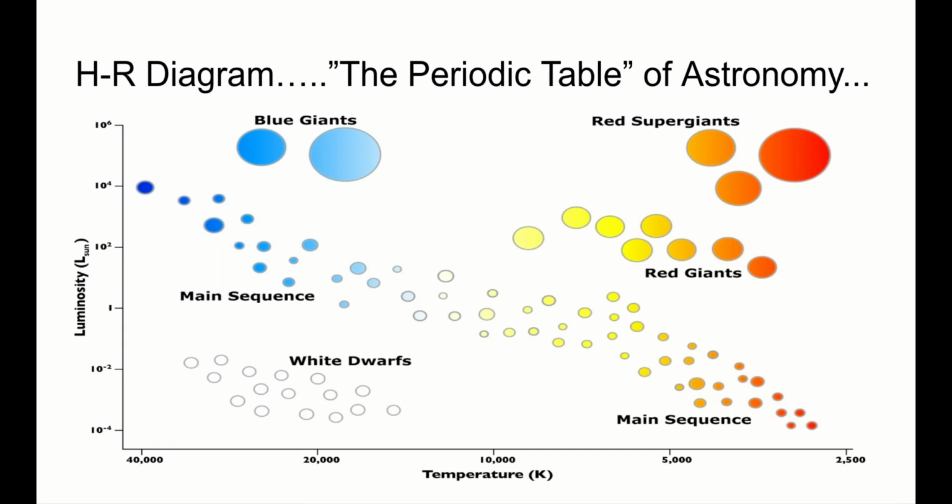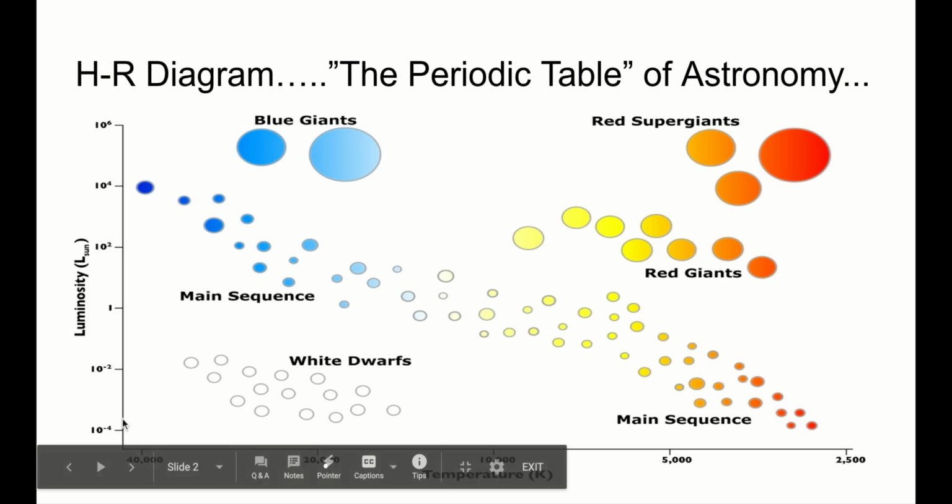So here's a look at the HR diagram. It is sometimes referred to as the periodic table of astronomy, which if you remember from chemistry, the periodic table is the most important chart in all of chemistry. So the HR diagram is a very valuable tool used by astronomers.